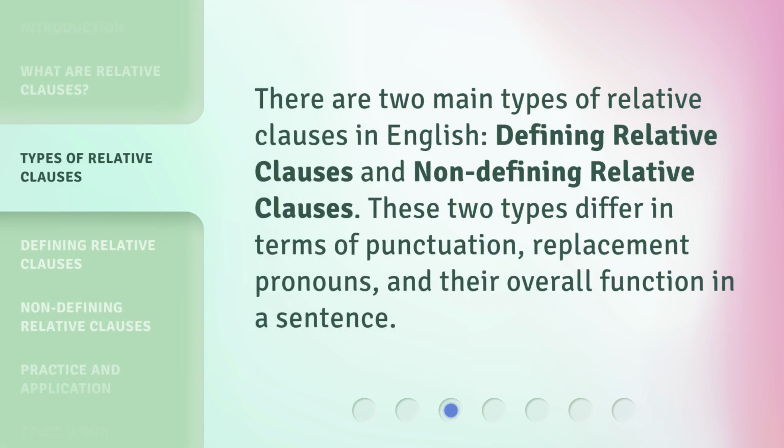There are two main types of relative clauses in English: defining relative clauses and non-defining relative clauses. These two types differ in terms of punctuation, replacement pronouns, and their overall function in a sentence.